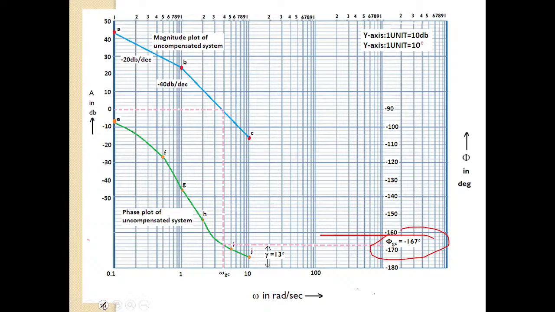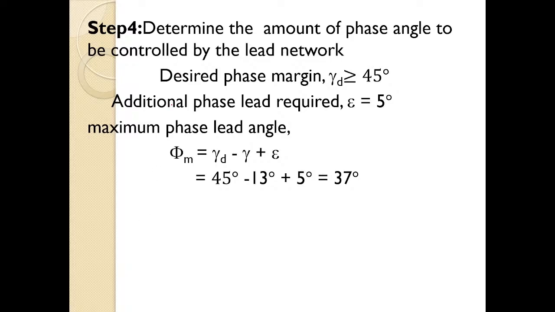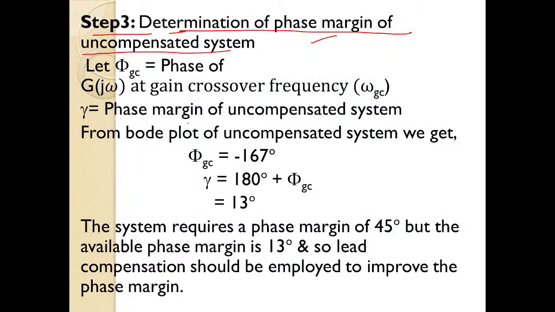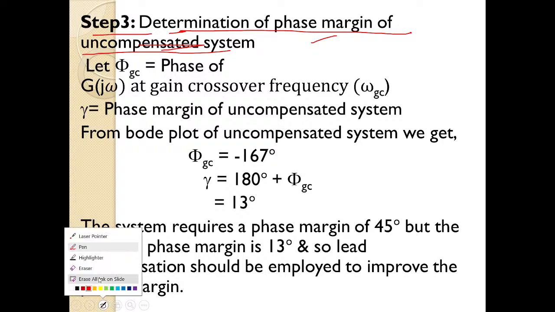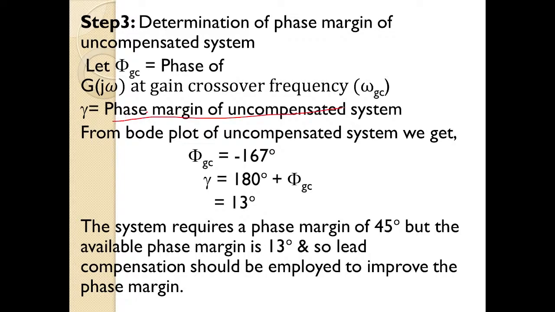Now let us determine the gain margin. I'm sorry, phase margin, not gain margin. Let us determine the phase margin of the uncompensated system. What is the formula for phase margin? 180 degrees plus phi GC. What is phi GC? Minus 167. So 180 minus 167, you will get 13 degrees. So this is our phase margin.